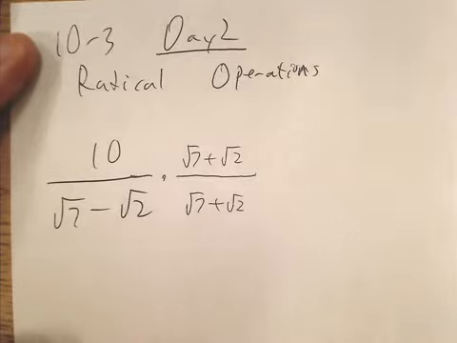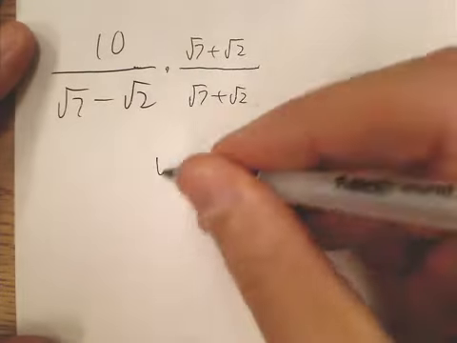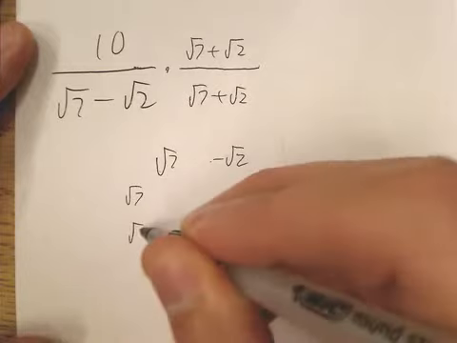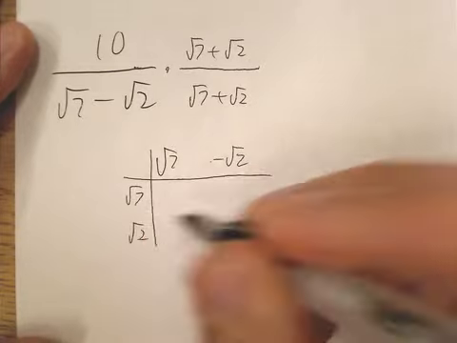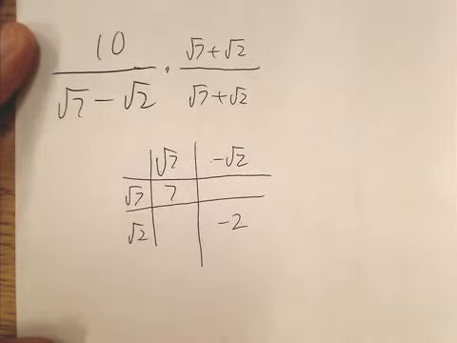Now you may say I'm doing too much, but watch what's going to happen here. I'm going to do this operation off to the side. I'm going to skip down here and do it down here. Okay, so square root 7 minus square root 2, square root 7 plus square root 2. I'm going to multiply this out. Well, that's 7 and that's negative 2 when I multiply those together.